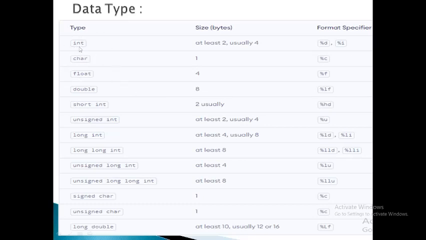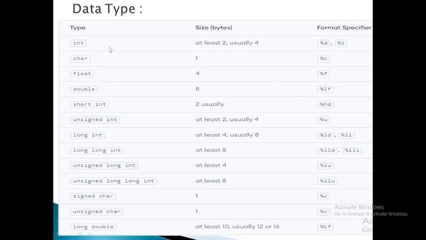Now this is data type, size, how many bytes it will occupy, and format specifier. What is the meaning of format specifier? Suppose I am declaring a variable using integer data type and I want to access that variable. At that time I have to use this format specifier. For integer it is %d, for character it is %c, float %f, double %lf.